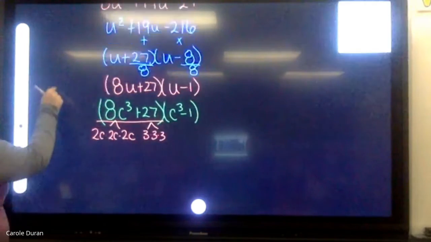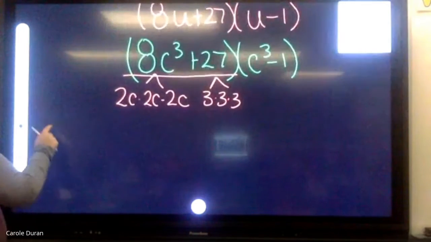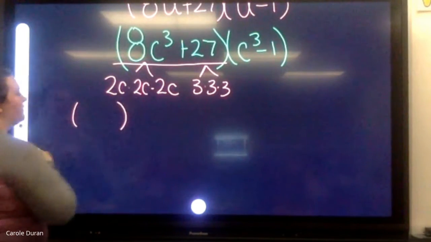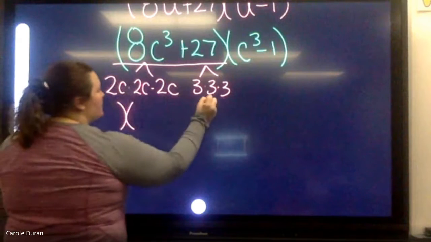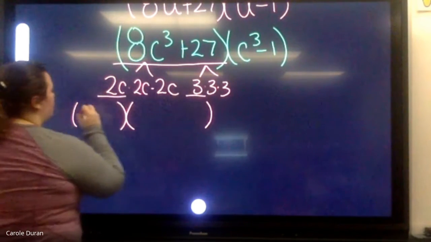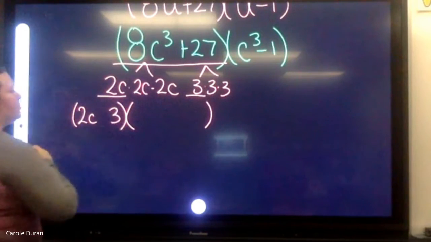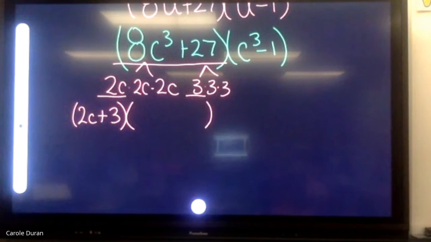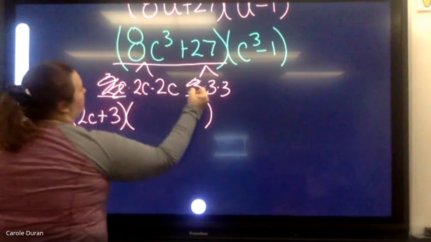When I factor a sum or a difference of cubes, it's going to factor into 2 factors. One of them is going to be a binomial with 2 terms. One of them is going to be a trinomial with 3 terms. To create the binomial, I take one of each of my roots in the same order they were written in the problem with the sign of the original problem. So the first factor on this one is 2c plus 3. Once I use one of my roots, I get rid of it, so I don't use it again.